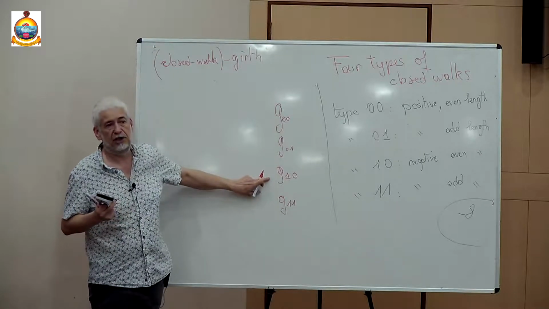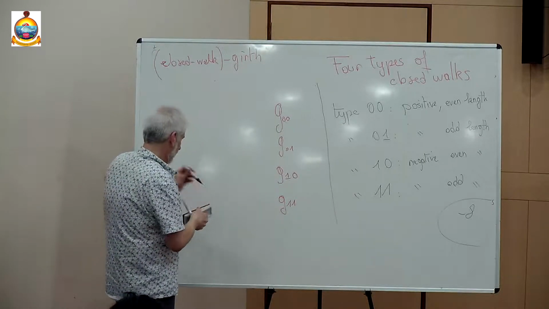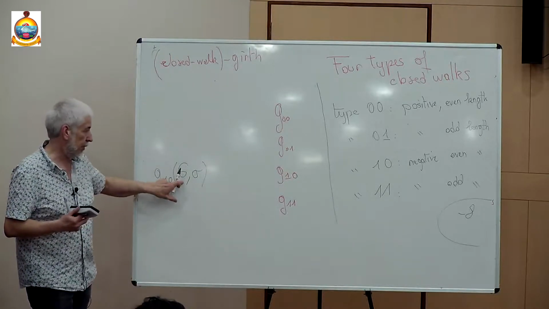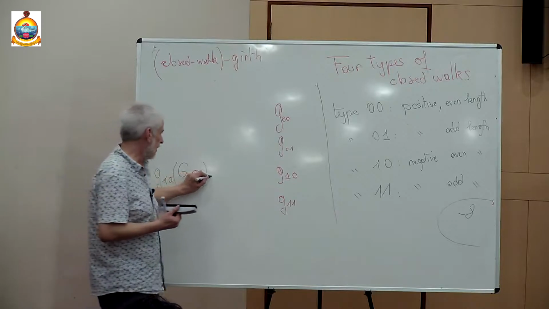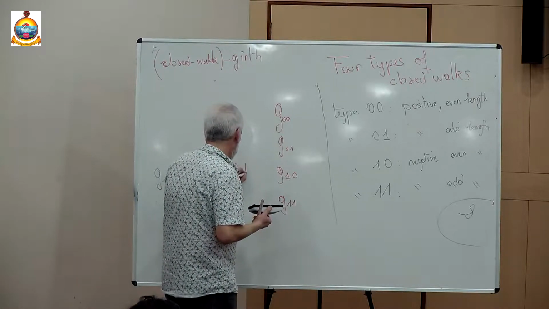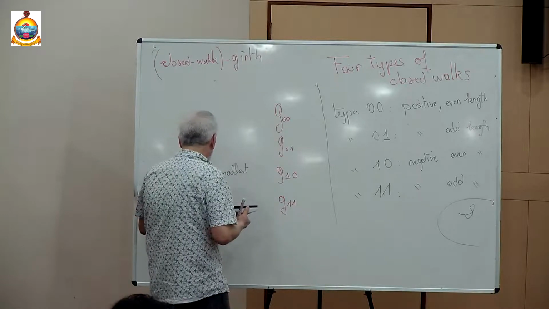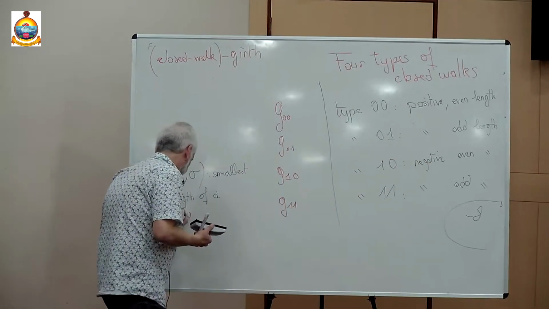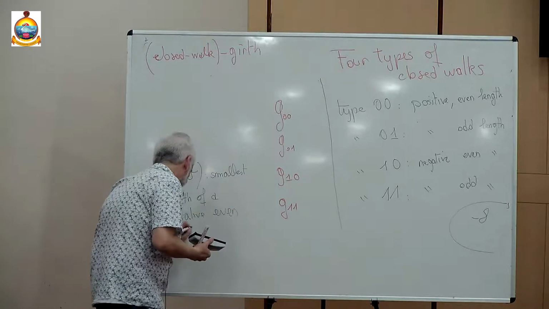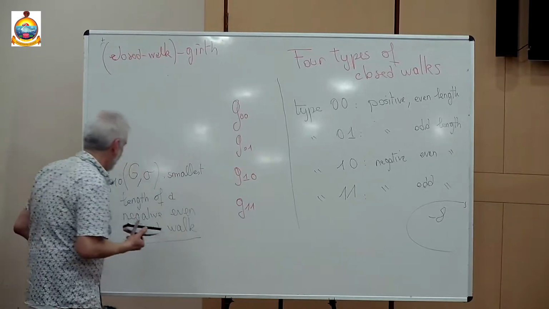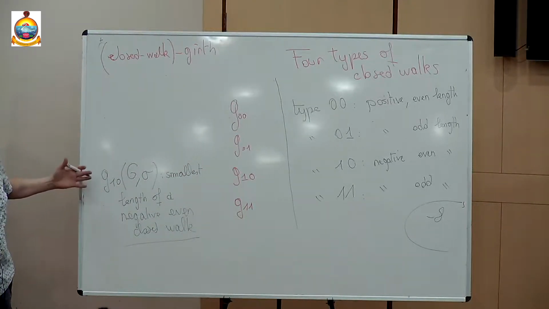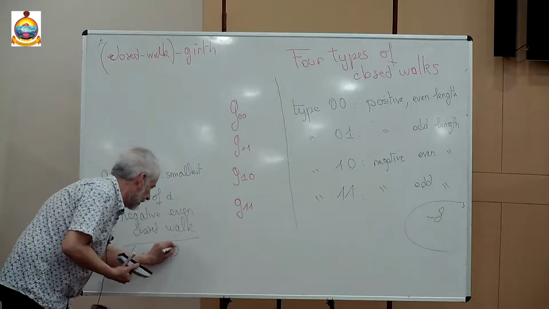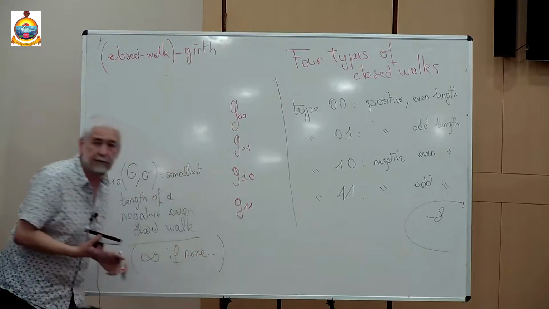Let me just repeat. For instance, this G10 of a given signed graph G sigma, so a graph with this sign function, is just the smallest length of a negative even closed walk. Negative even closed walk. And of course, maybe there is no such walk in this graph. In this case, we just set this value to infinity. So it is infinity if there is no such walk.